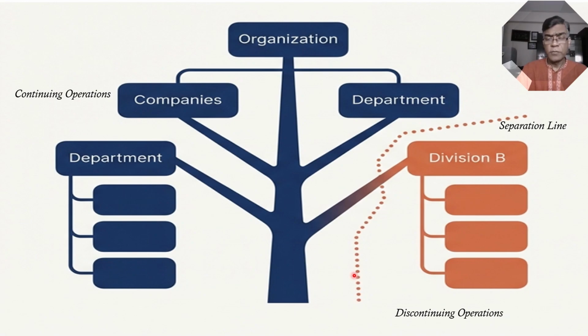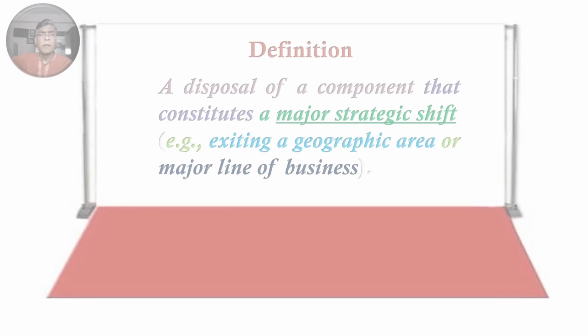In this scenario, this is a dotted line. It is called the separation line. It separates division B from the main operation. This is the continuing operation, and this indicates discontinuing operation. The dotted line separates between these two. It indicates the discontinued operations should be reported separately.